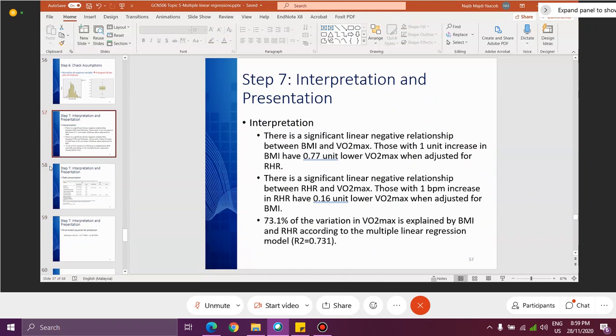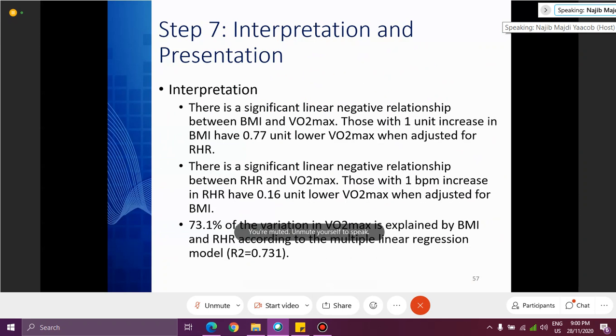So lastly, we do interpretation, right? We interpret our model and also do presentation of results. Interpretation: there is a significant linear negative relationship between BMI and VO2 max. Those with 1 unit increase in BMI have 0.77 unit lower VO2 max when adjusted for resting heart rate.